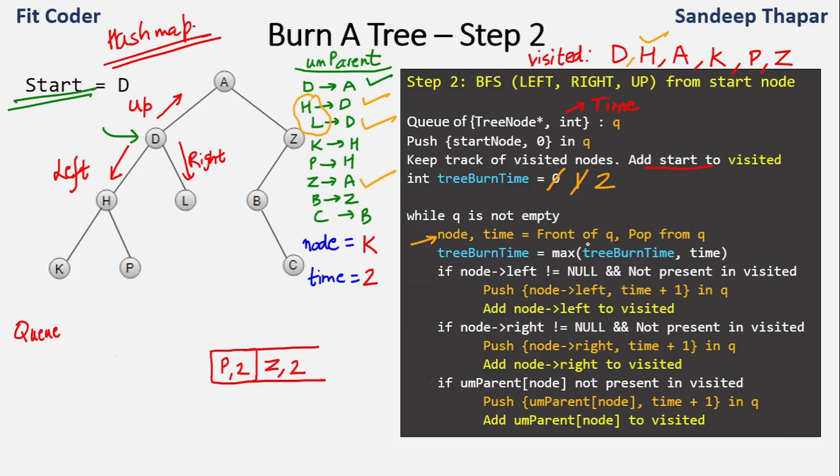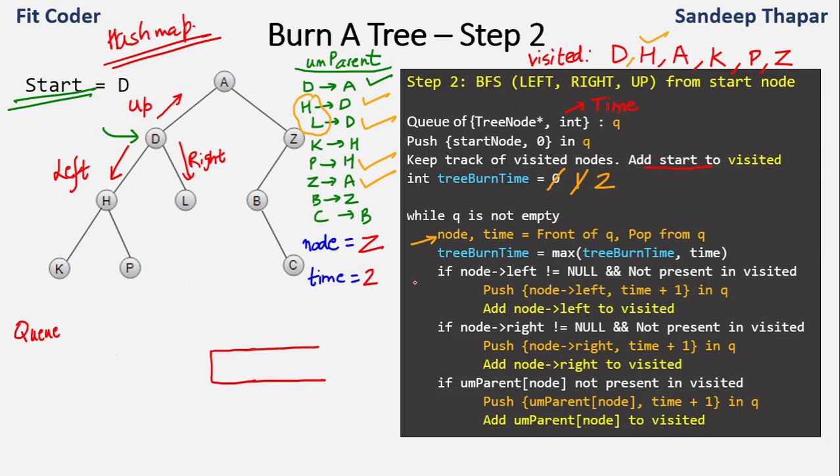In the next step, we check the front of the queue, which is P, 2. We calculate tree burn time, so it is the maximum of 2, 2, so it remains unchanged. Then we check left of P, which is null, so this if condition is false. Right of P is also null, and parent of P is H. H is already visited, so this if condition is also false. In the next step, we check the front of the queue, which is Z, 2. We pop from the queue. We compute the tree burn time, so it remains 2.